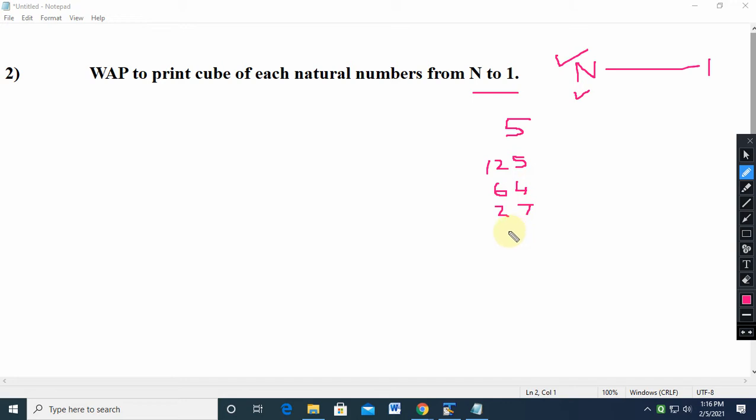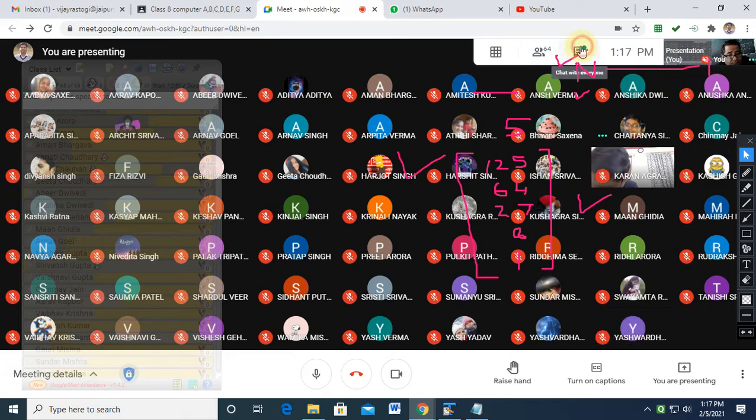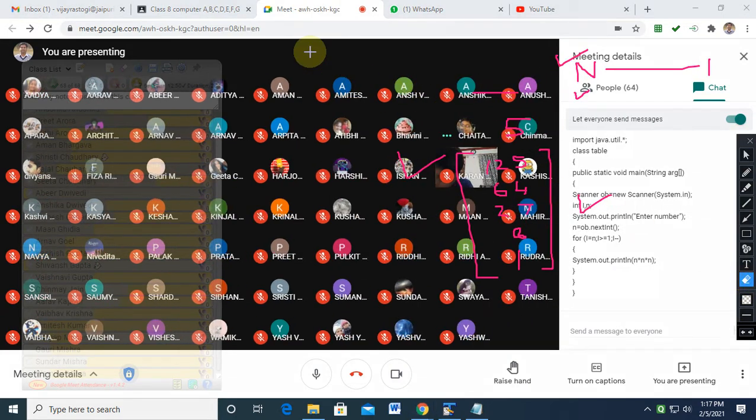Am I clear? Then 8. This must be the output. This must be the printout output. Am I clear, everybody? Very good. Let me check. Is the question clear?